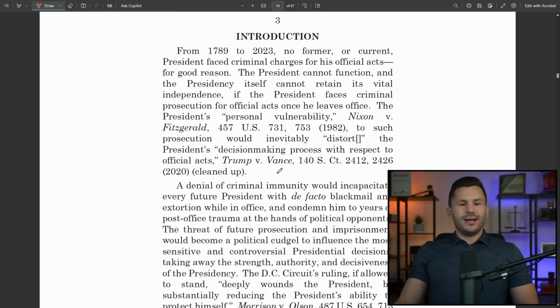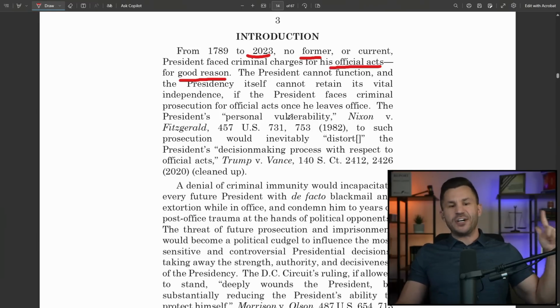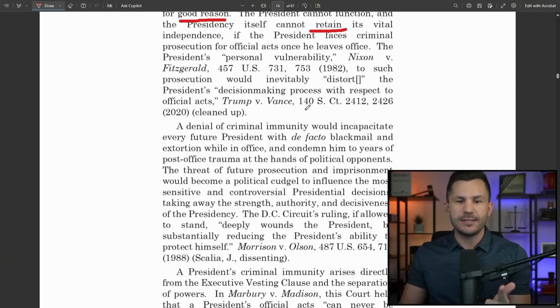Trump's team writes, all right, Supreme Court, from 1789 to 2023, no former or current president faced criminal charges for his official acts, and for good reason. The president cannot function, and the presidency itself cannot retain its vital independence if the president faces criminal prosecutions for official acts once he leaves office.